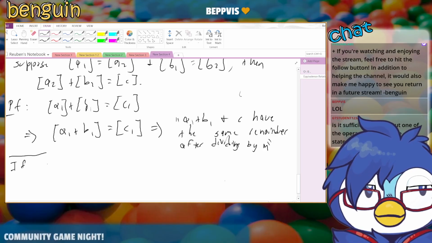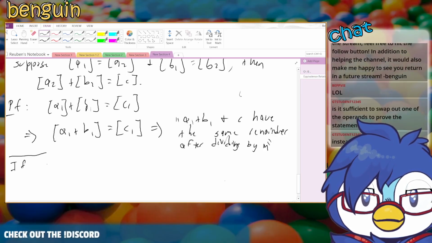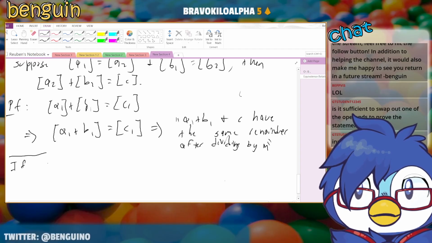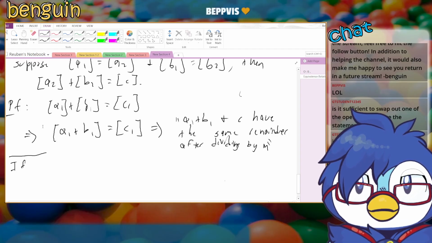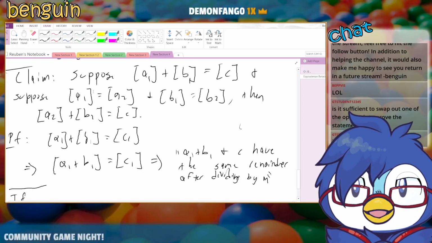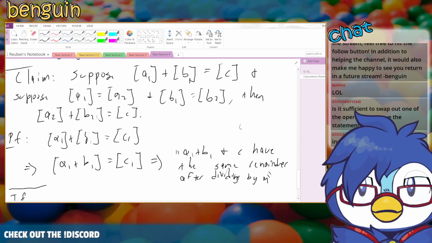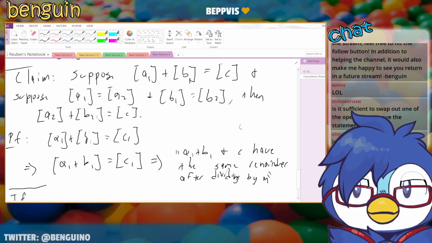Is it sufficient to swap out one of the operands to prove the statement instead of both A1 and B1? Well, so kind of, right. The whole point of this is we're trying to show that we can swap out A1 with A2 and B1 with B2 and still get the same result, right? That's kind of the thing that we're trying to show here.